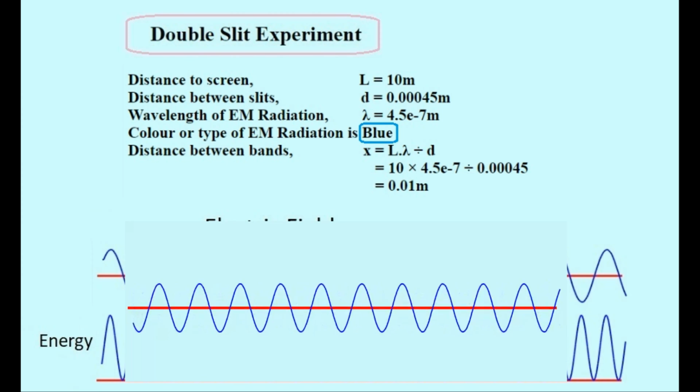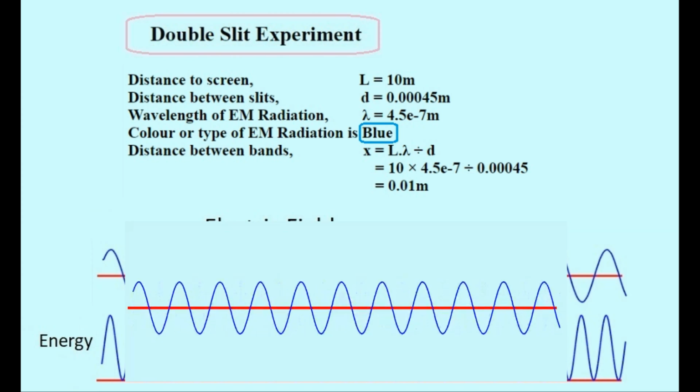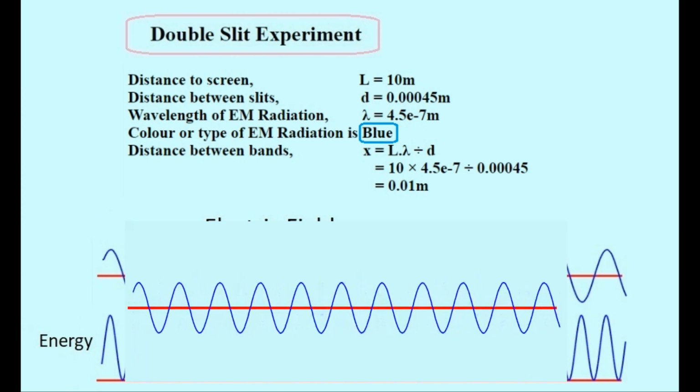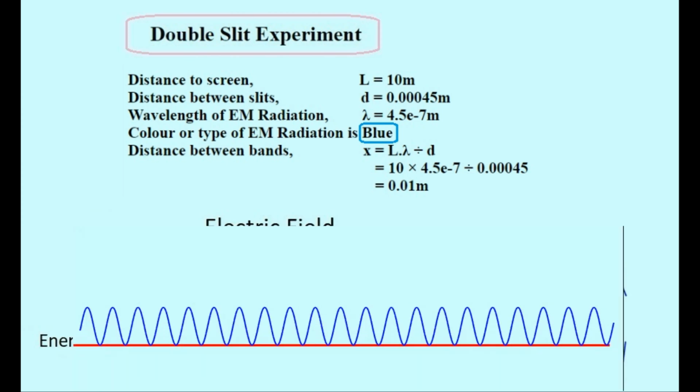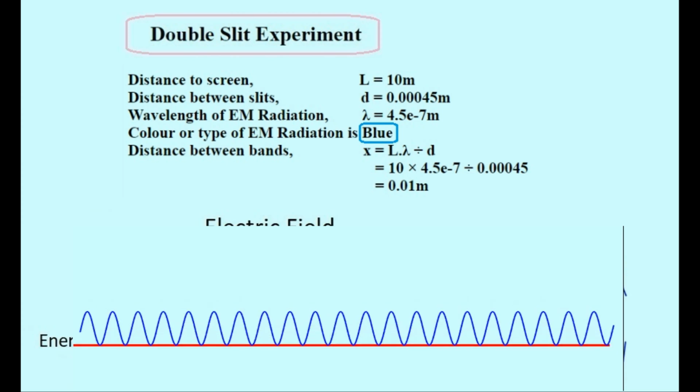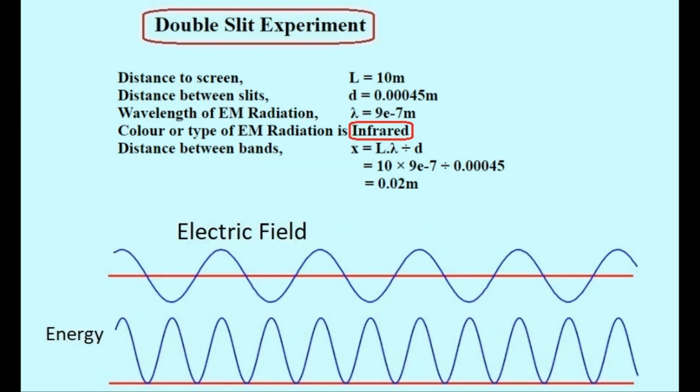Here is a movie of how the electric field bobs up and down for blue light from double-slit interference. And here is the energy distribution bobbing up and down over time. Adding all of these over time gives us the energy distribution at each point on the screen, which is equal to the probability density function.